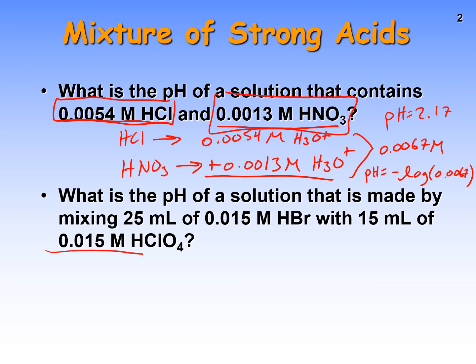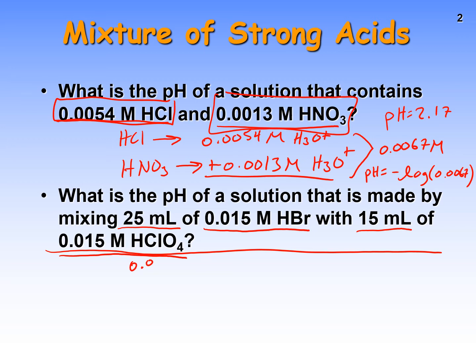Now, this problem here is a bit different because we don't know what the concentrations are of our strong acids in the solution. We know what they are before we mix them together, right? I know that I have 25 mLs of this concentration of HBr and 15 mLs of this concentration of HClO4, or perchloric acid. I don't know what their concentrations are in the final solution. And so I can't just add their two concentrations and say, hey, the molarity of H3O plus is 0.03. It's not. So we need to calculate moles to do this.